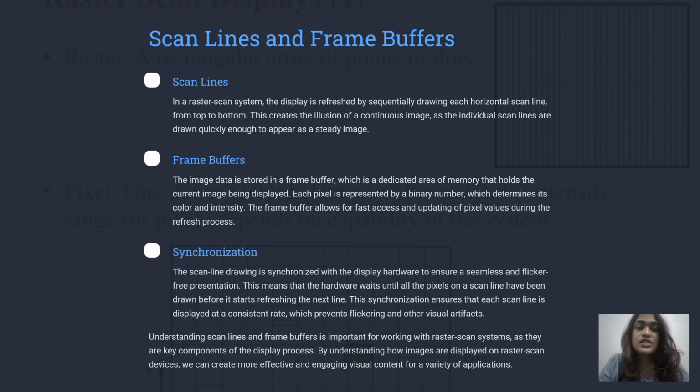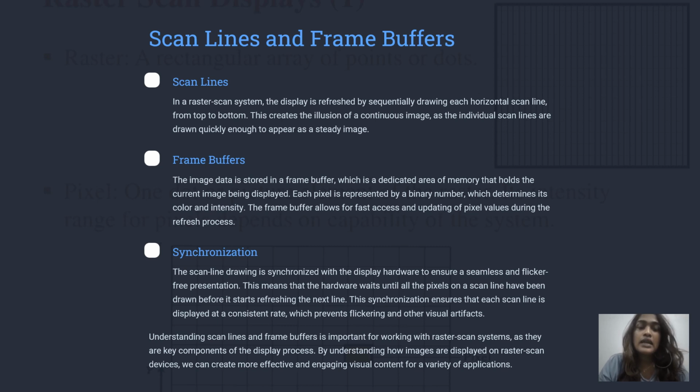The image data is stored in a frame buffer, which is a dedicated area of memory that holds the current image being displayed. Each pixel is represented by a binary number, which determines its color and intensity. The frame buffer allows for fast access and updating of pixel values during the refresh process.